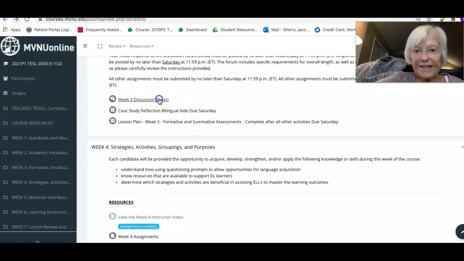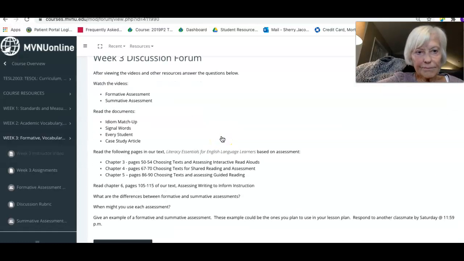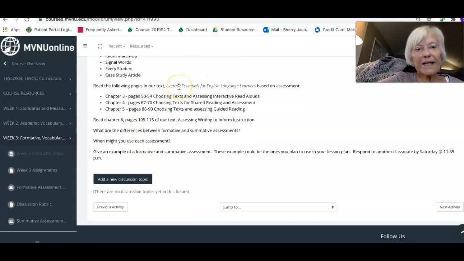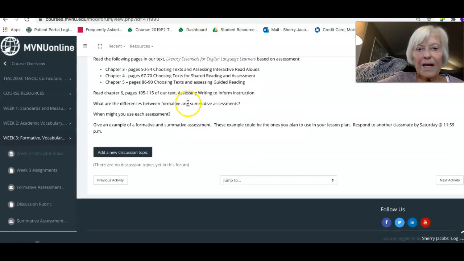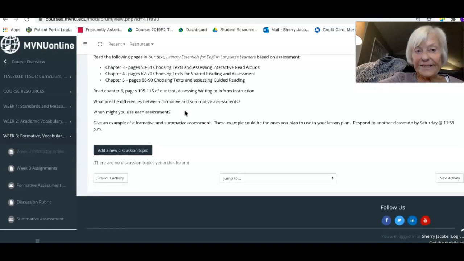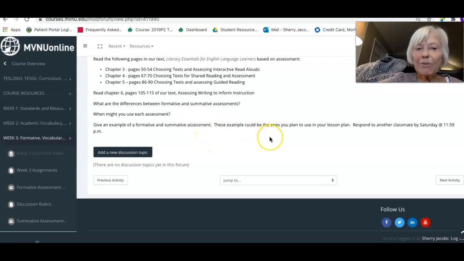So you're going to be doing your discussion forum. Remember, you have to watch the videos, read the articles, including the case study article and the text. And then you're going to respond to these questions. What are the differences between formative and summative assessment? When might you use each assessment? Give an example of a formative and a summative assessment. These could be the same ones that you're going to use in your lesson plan that we're pulling up. So you can kind of kill 2 birds with 1 stone with that one.